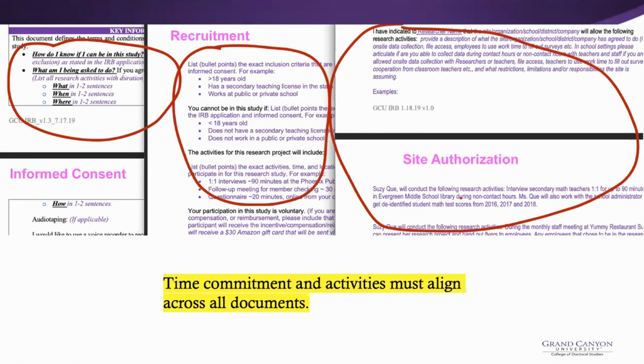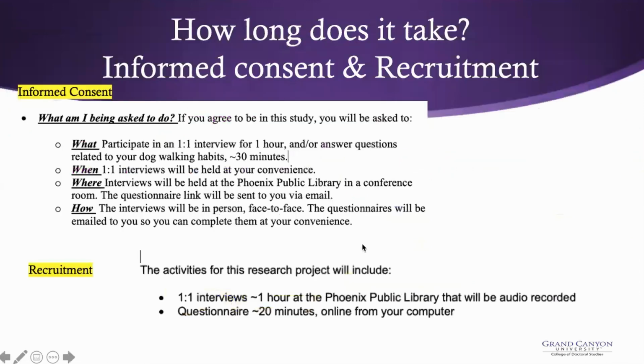the site also needs to know what they are providing you. So for example, if it's a nonprofit and they're providing you with a conference room, how long will you be using that conference room for? The site needs to know, and they have to be able to articulate that in the site authorization agreement so everybody's on the same page. Again, alignment across all of these forms is critical.